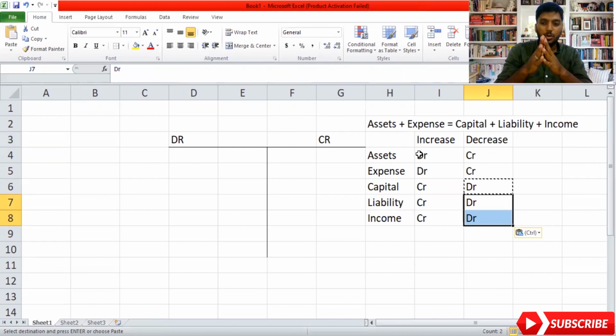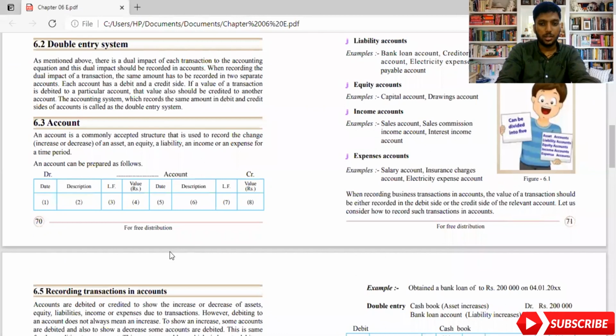Now here I'm going to represent what is there in the textbook, because to make it as easy as possible, we're going to refer to the textbook and do it together. This is a simple formula box, and you know if asset increases, it's a debit. If asset decreases, it's a credit. To know what is asset, expense, capital, liability, income, please refer to the chapter number 4 and chapter number 5 videos on my channel. So let's move on to the topic we want to discuss. I'm moving on to the textbook again to show you what we are going to learn.